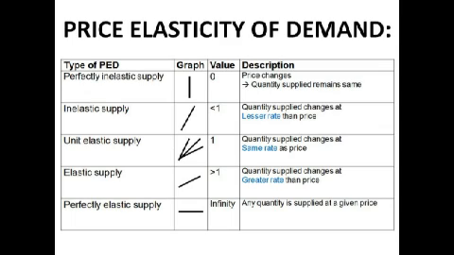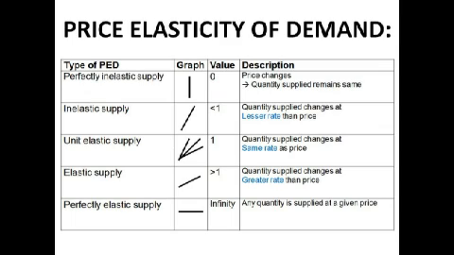It's got a value of 0. This means that when the price changes, there is absolutely no change in the quantity supplied. An example of this is short-term agriculture. You can't suddenly get an extra 50 cows just because the price of beef has increased. So in the short term, agriculture is pretty much perfectly inelastic.